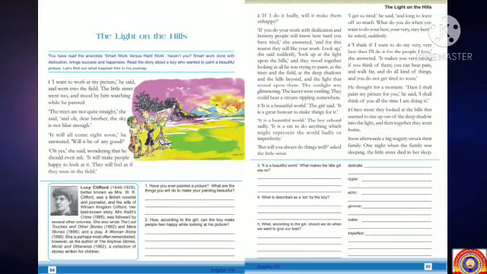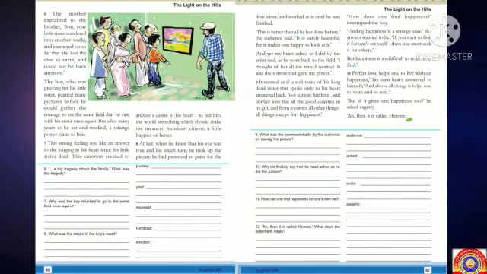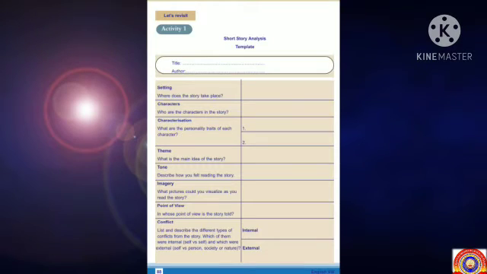In the last class, we completed the story The Light on the Hills. Did you read the text? Hope you all read the text. Today, we will discuss the textual activities based on the story The Light on the Hills. So all of you take your English text and take page number 88. Activity 1. Here is a short story analysis template, but it is not completed, so you have to complete it.